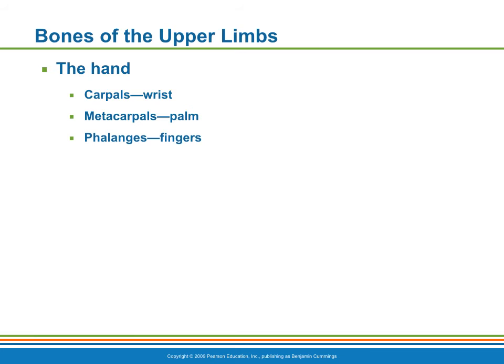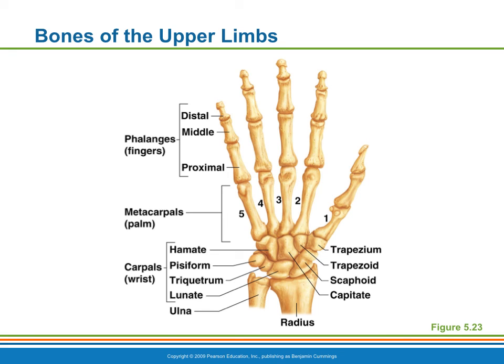As we move on, we want to take a look at the hand. The carpals, or wrists, consist of 8 short bones arranged in 2 irregular rows of 4 bones each. The metacarpals, which make up the palm, consist of 5 small long bones numbered 1 through 5 from the thumb to the little finger. There are 14 phalanges of the fingers. The thumb is digit 1 and has 2 phalanges. The other fingers, numbered 2 through 5, have 3 phalanges each.